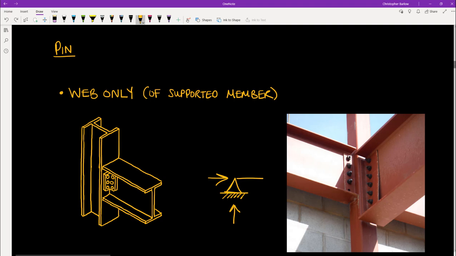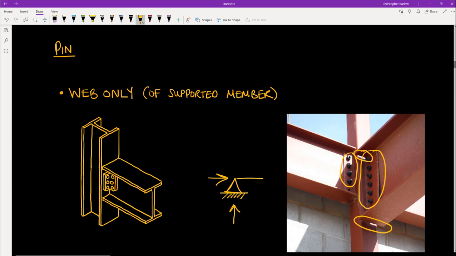The first type of pin connection we're going to talk about is a steel pinned connection. When you look at a steel connection, if you see that only the webs of the supported member are connected to the supporting member, in this case this column, then we know that this is a pin connection. You can see in this photo that there is daylight between the flanges of the supported member and the column. So only the web is connected to the supporting column.